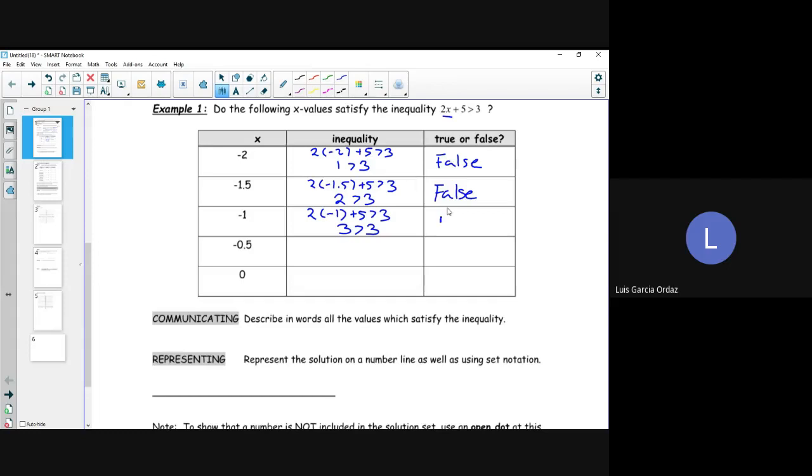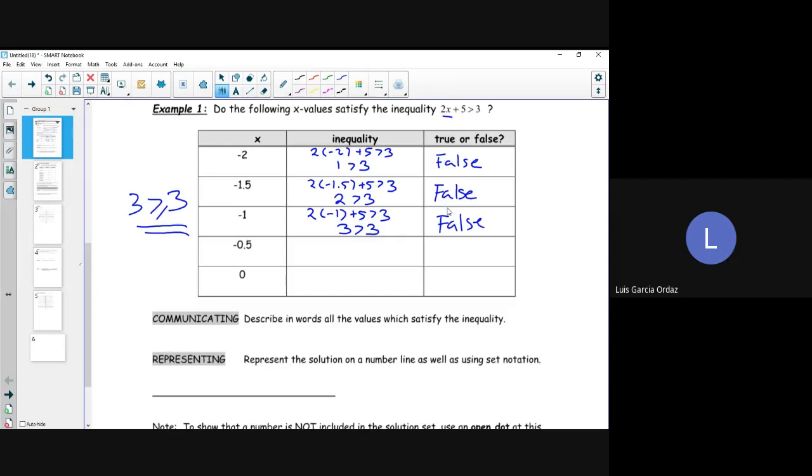What would make 3 greater than 3 true? How could we make this inequality true? We would have to add the greater than or equal to symbol, okay? Which means 3 is equal to itself, but is also greater than itself, okay?